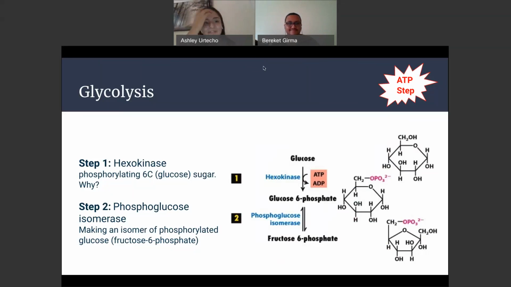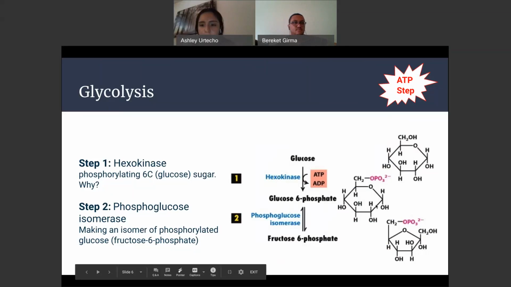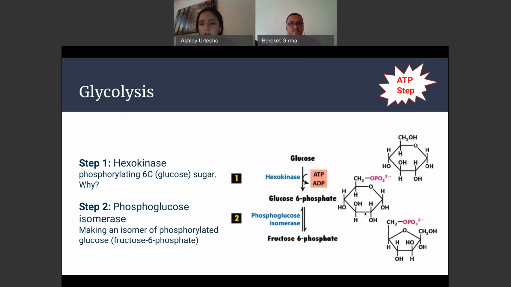Okay, so step 2 of glycolysis involves phosphoglucose isomerase. Looking at the name of this enzyme again, we have a phosphorylated glucose and isomerase. So we're isomerizing this glucose 6-phosphate into fructose 6-phosphate. And this can be seen by looking at this 6-carbon sugar, and we're converting it into a 5-carbon sugar.